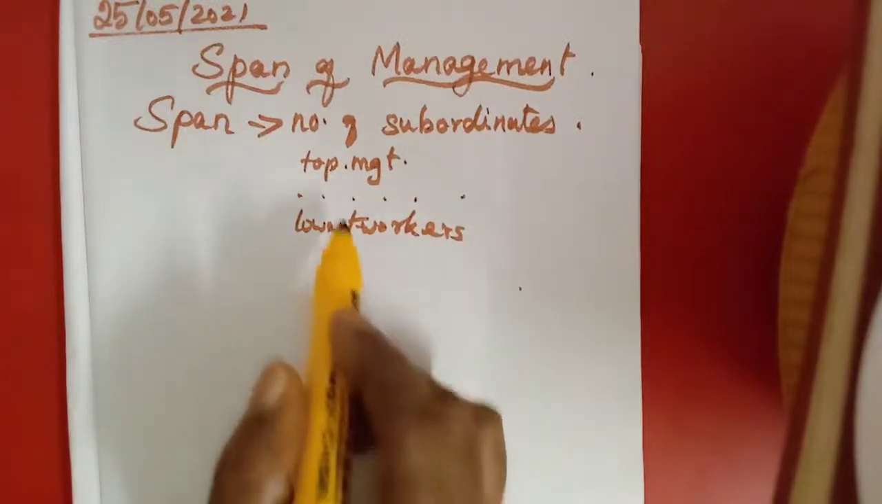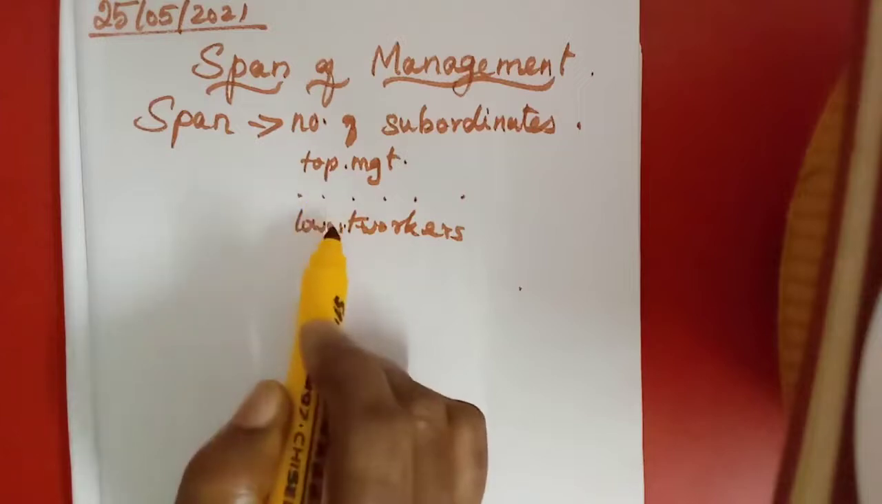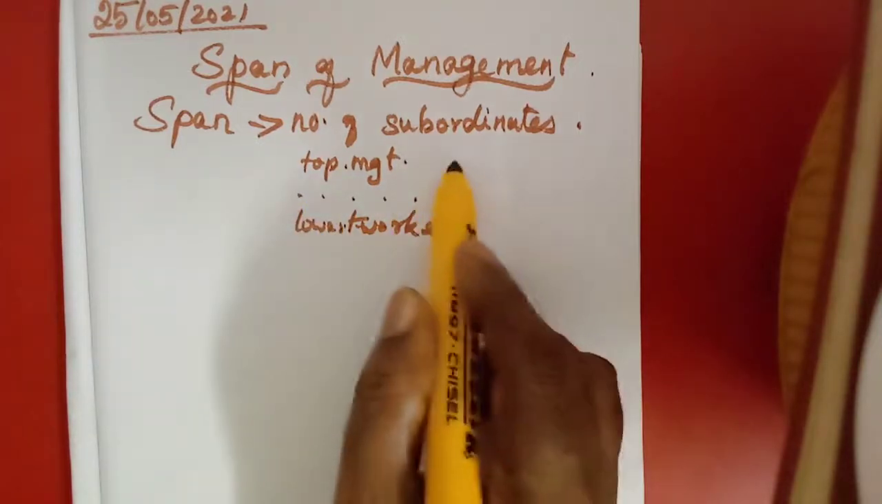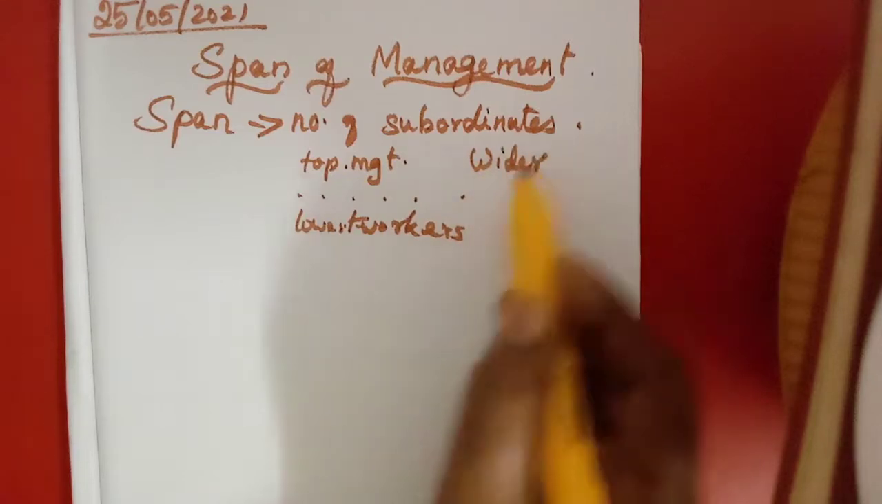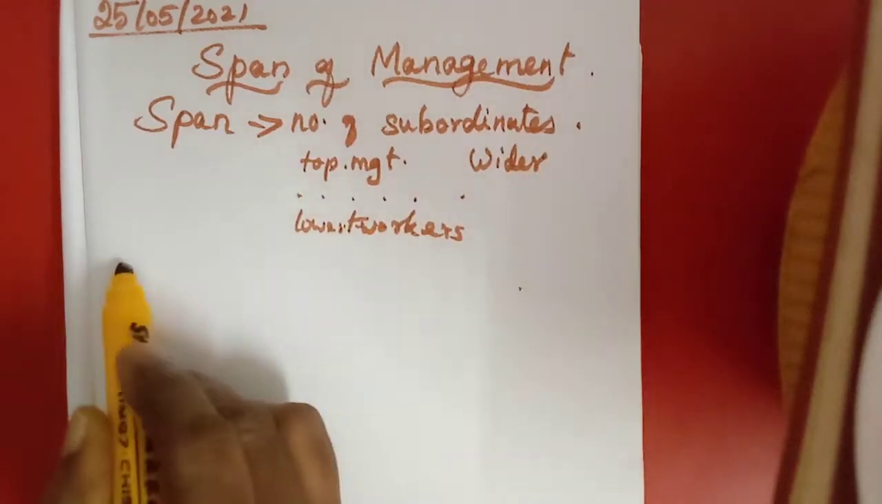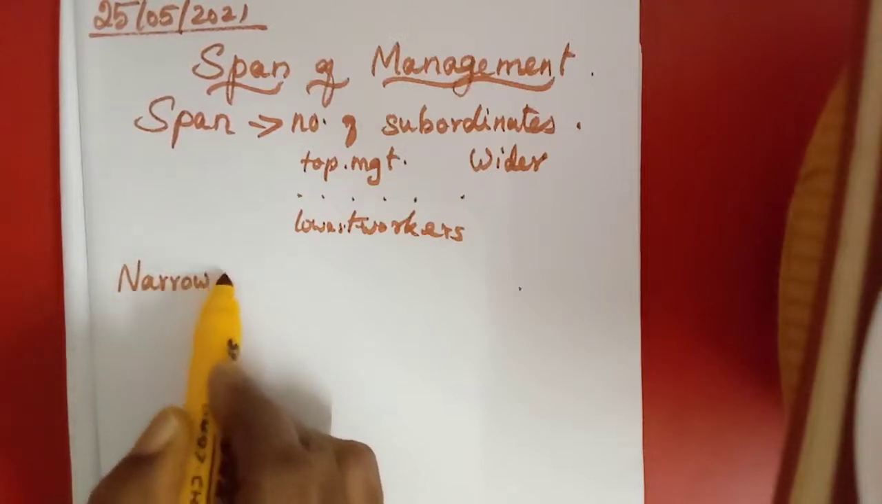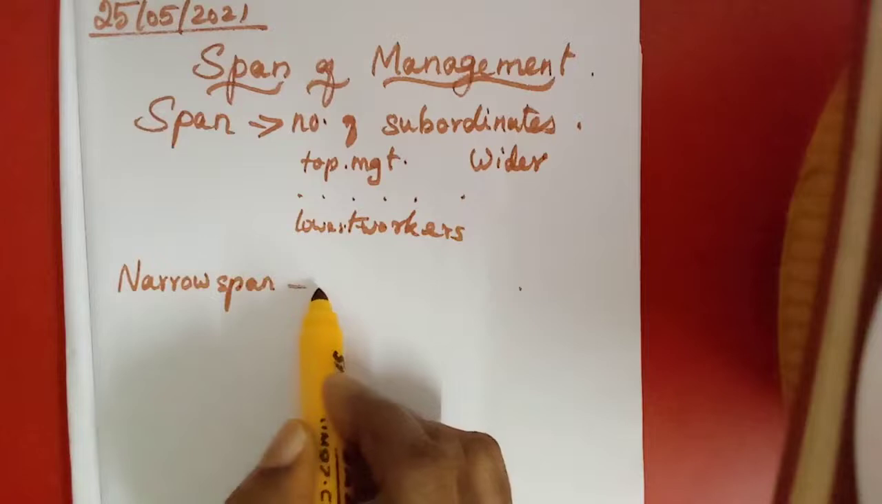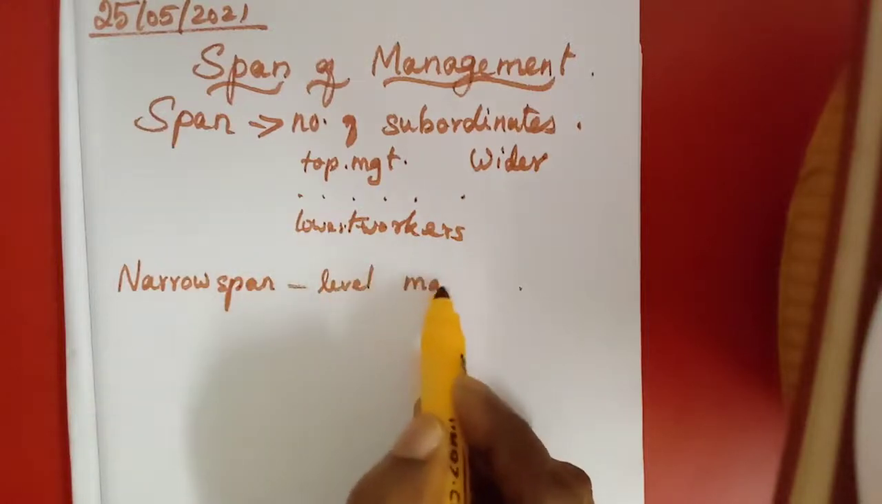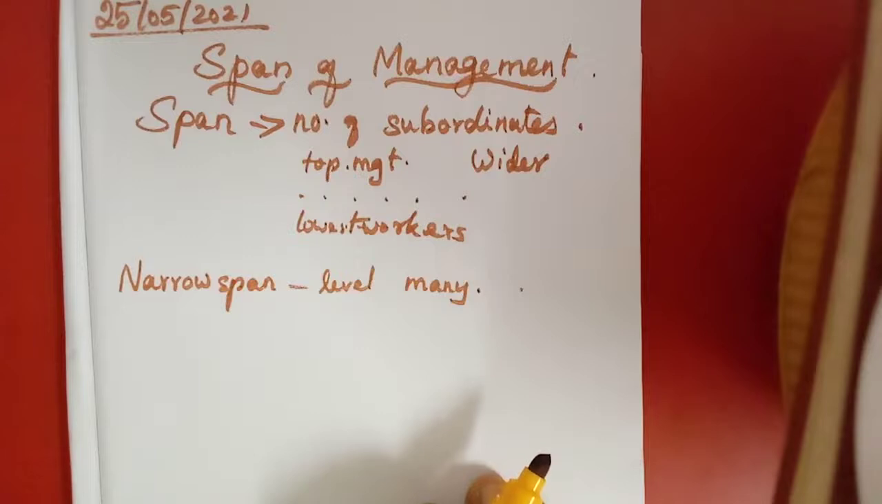It has its own merits and demerits. This is the wider span. Then the other one is the narrow span. Here the hierarchical levels will be many. From the top it may be the CEO to directors, then from the directors to the managers. Many managers will be there. From the managers it comes down to the foremen or supervisors, from the supervisors to the workers, then maybe skilled laborers, unskilled laborers, coolies.